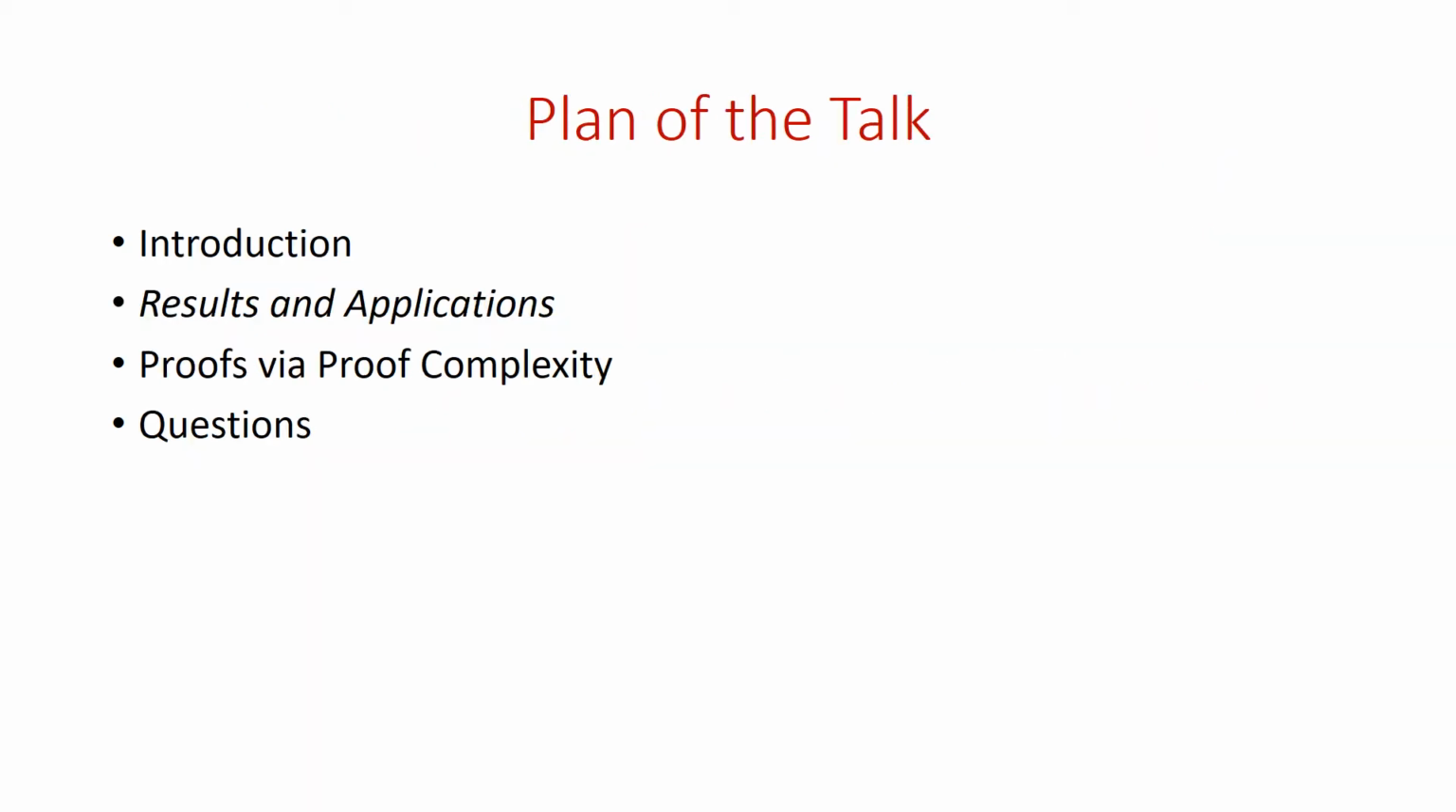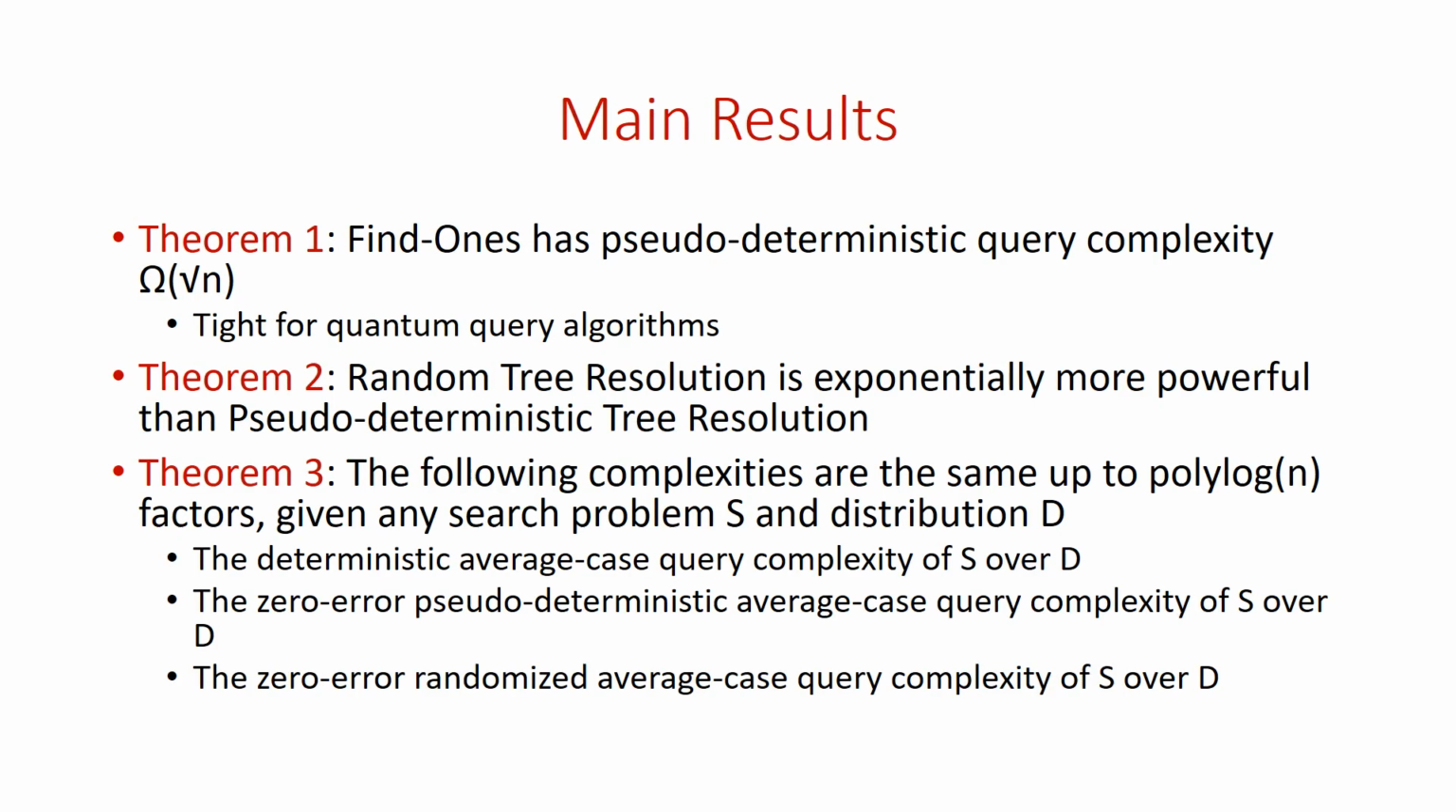So that's just to set up the talk, the background and the motivation. Now I'll tell you about the results. I'm going to discuss in this talk three of the results in the paper. Theorem 1, which is our main theorem, is the lower bound on find once.